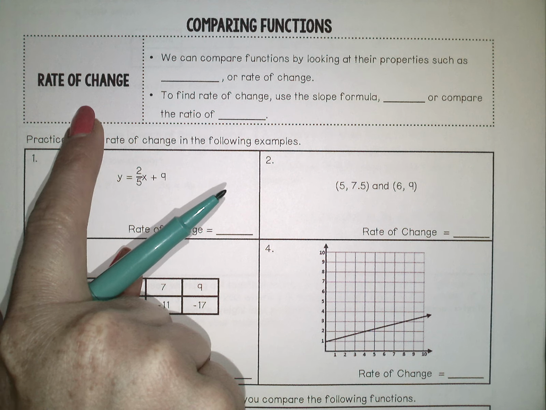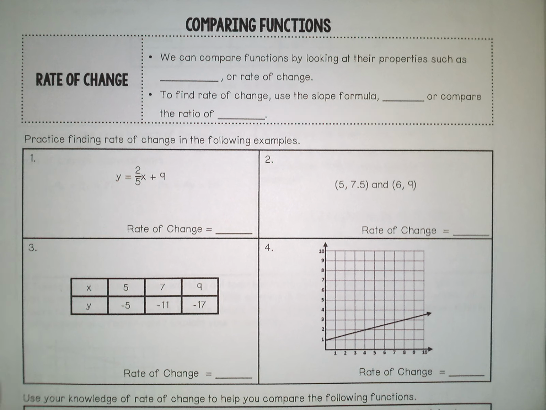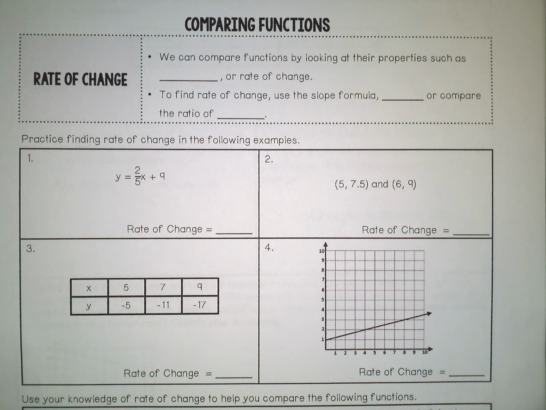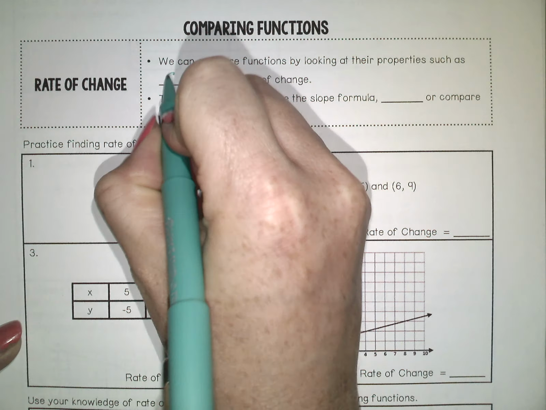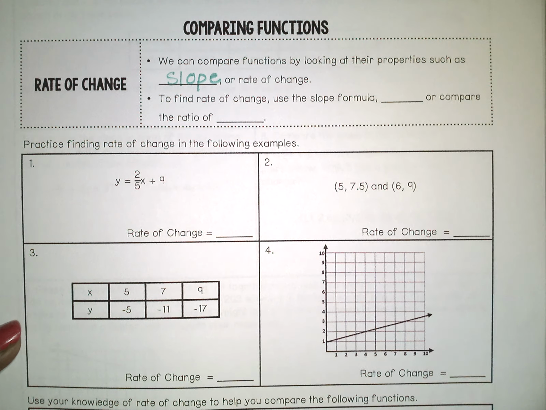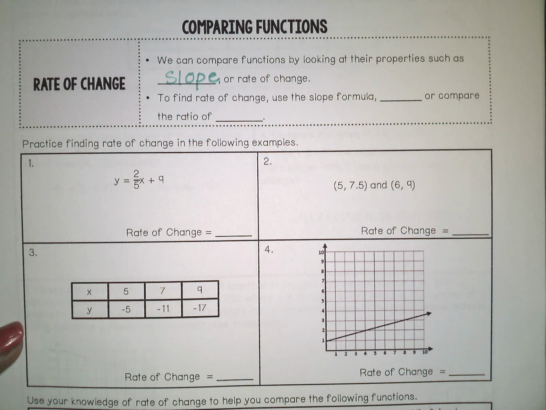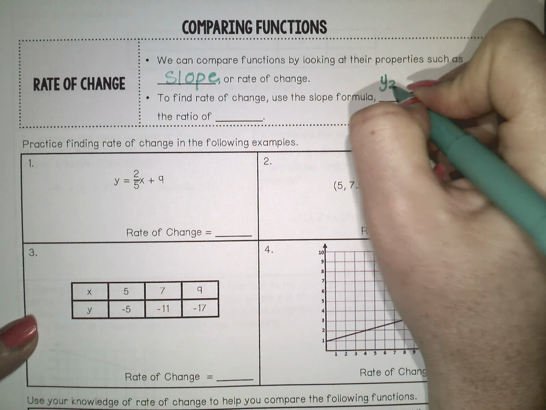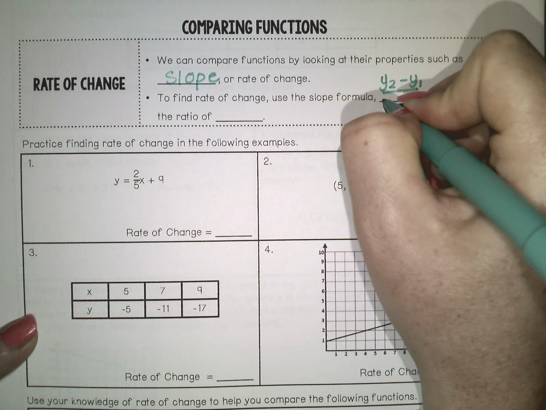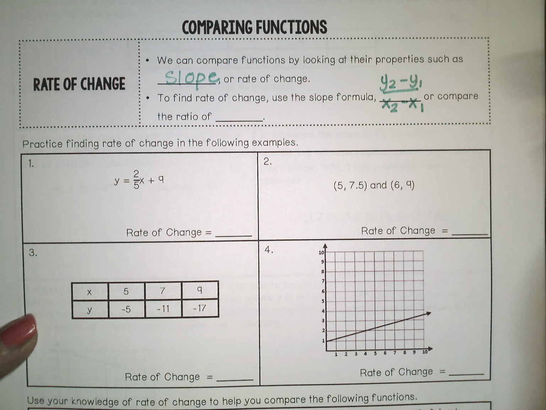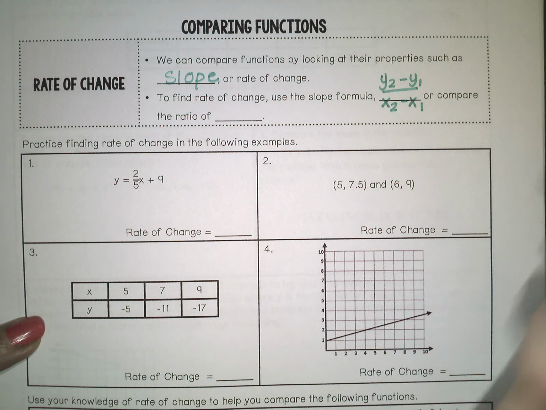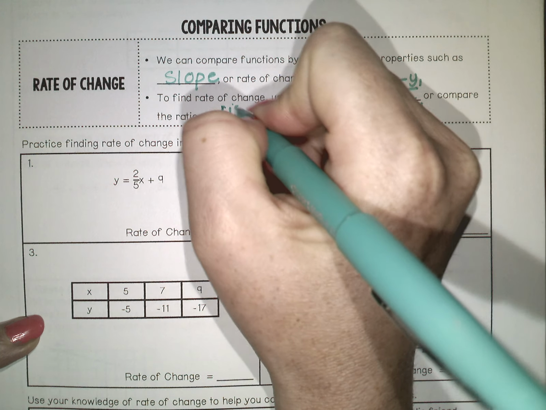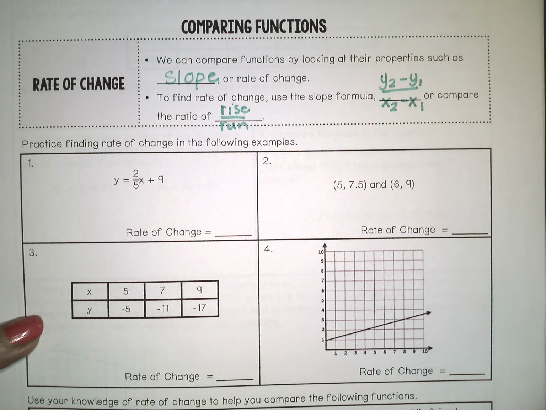So this should be a familiar word, rate of change, all right? We can compare functions by looking at their properties, such as their slope. Okay, remember that's your rate of change. To find that rate of change, we use that slope formula. So that brings us back to that y2 minus y1 divided by x2 minus x1. Or you can compare the ratio of rise over run on a graph.